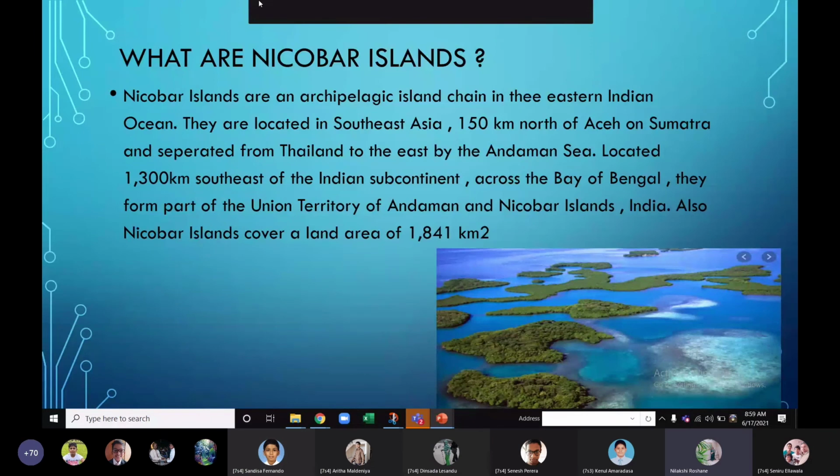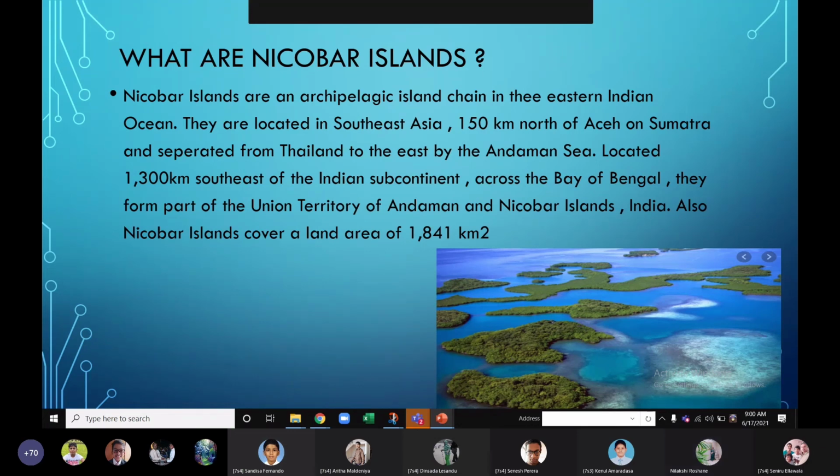So now we are going to talk about Nicobar Islands. What are Nicobar Islands? Nicobar Islands are an archipelagic island chain in the eastern Indian Ocean. They are located in Southeast Asia, 105 kilometers north of Aceh on Sumatra and separated from Thailand to the east by the Andaman Sea. Located 1,300 kilometers southeast of the Indian subcontinent across the Bay of Bengal. They form part of the Union Territory of Andaman and Nicobar Islands, India.